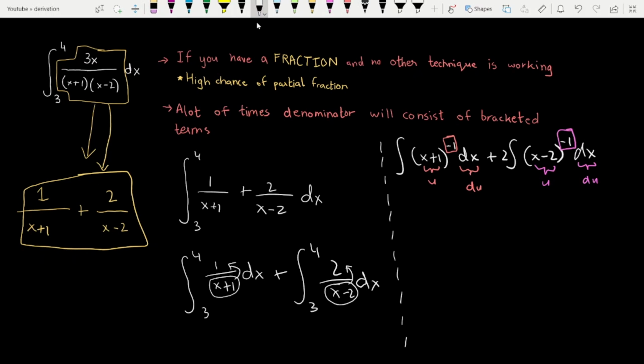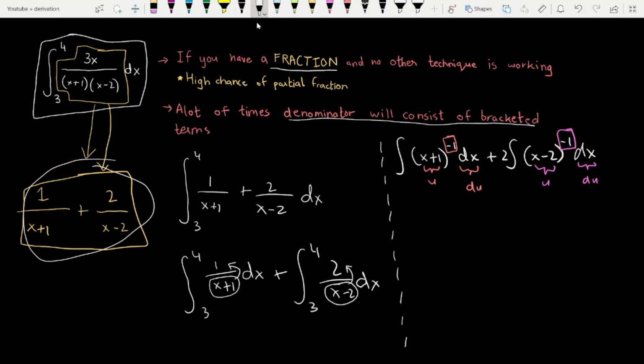So the main thing was you had this weird looking integral, and it was not solving. So the trick was that you had to realize that, okay, it's a fraction. That's a huge indicator. It's a fraction and it's not solving with any other technique. The other thing that you can realize is that the denominator consists of bracketed or factorized terms. That's not always going to be the case, but most of the times it will be the case. And so you have to apply partial fractions to simplify this thing over here.